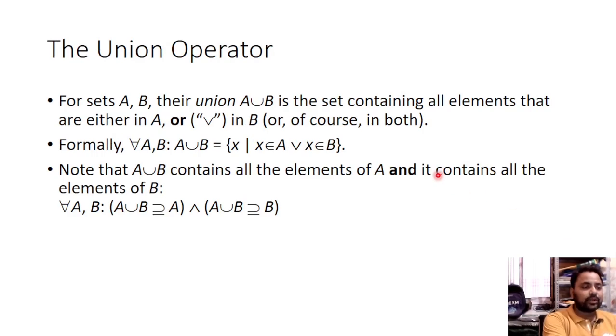And this is the union operator. For sets A and B, their union A union B is a set containing all elements that are either in A or in B, or of course in both. Formally, for all A and B, A union B is the set of x such that x belongs to A or x belongs to B. Note that A union B contains all elements of A and all the elements of B. For all A and B, A union B is a superset of A.